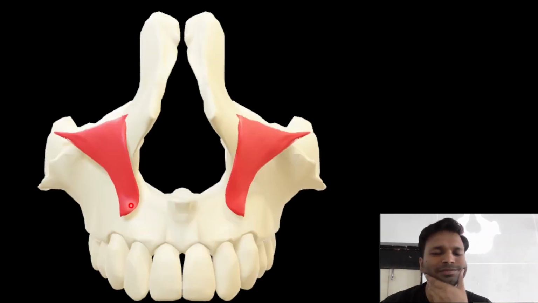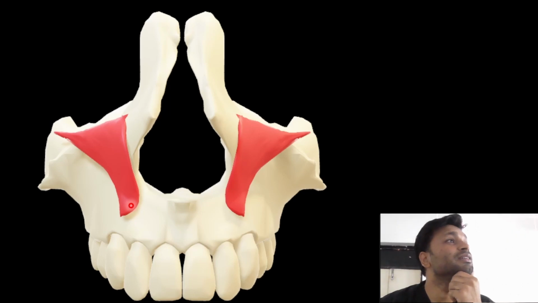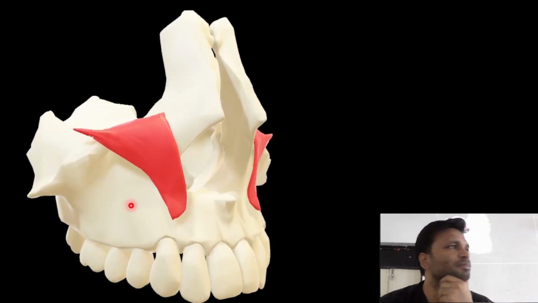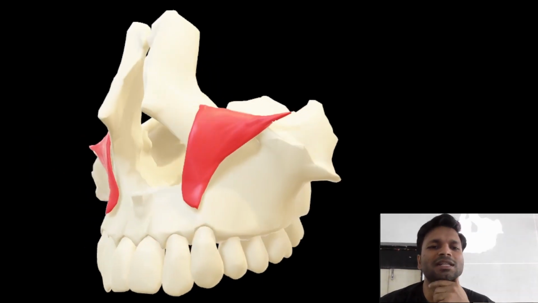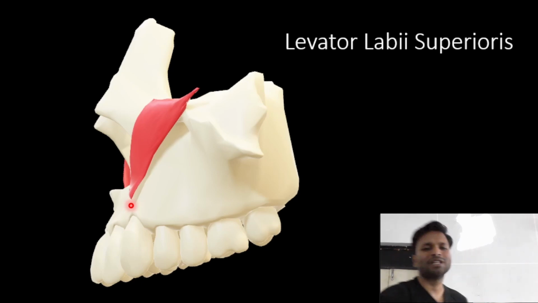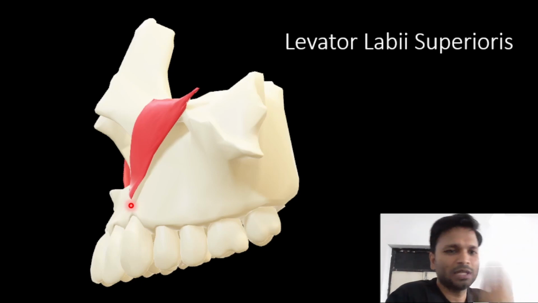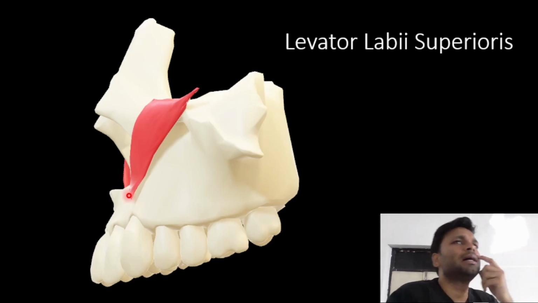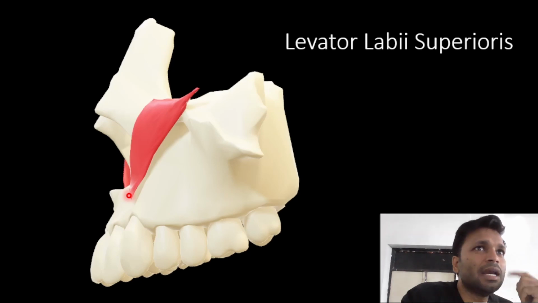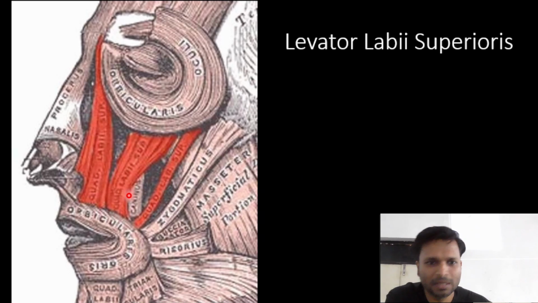What is this muscle? And this is a difficult one. It is levator labii superioris. So the origin of this muscle is from the infraorbital rim, the medial aspect of the infraorbital rim, and it inserts into the lip region, not the bone. It inserts into the soft tissue, that is the lip, that is the vermilion border.